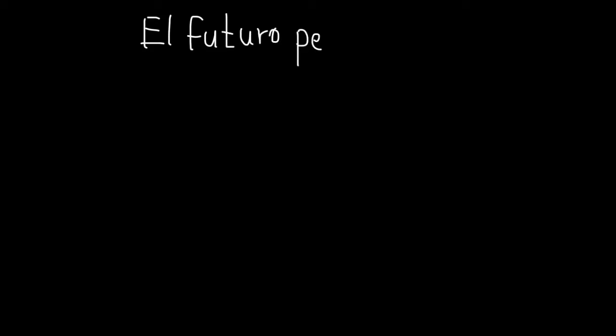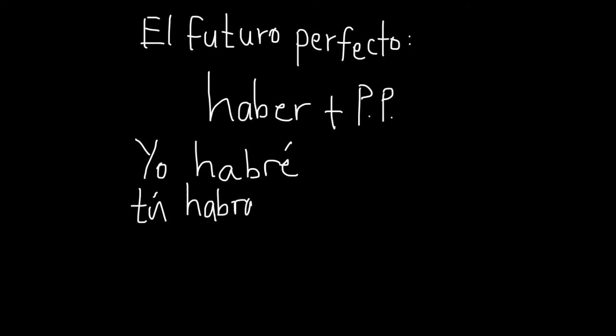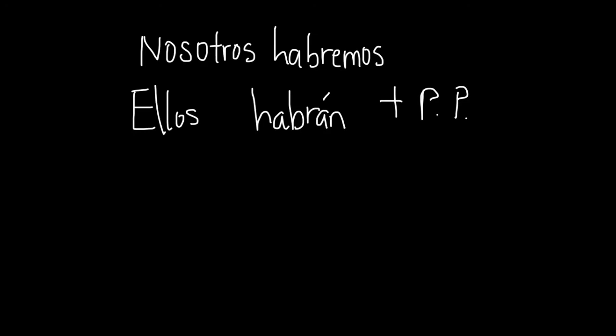Remember that all the perfect tenses in Spanish are formed with the verb haber plus a past participle. So all you have to do is conjugate the verb haber in the future. Yo habré, tú habrás, él, ella, usted habrá, and each of these conjugations is followed by a past participle. So in the form of nosotros, it will be habremos, and ellos, ellas, ustedes habrán. And again, followed by a past participle.